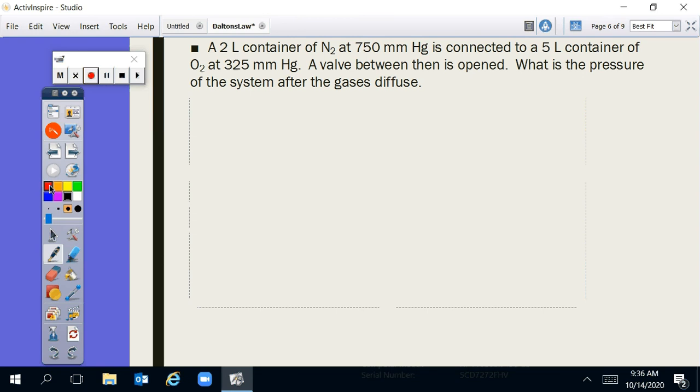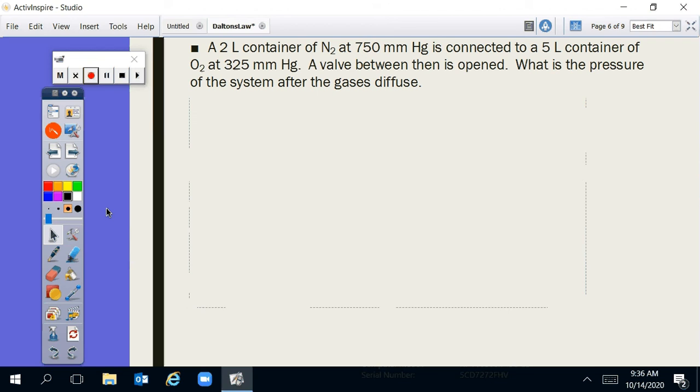Okay, in this problem, we have a 2-liter container of nitrogen gas at 750 millimeters of mercury, and it's connected to a 5-liter container of oxygen at 325 millimeters of mercury. A valve between them is opened. What is the pressure of the system after the gas is diffused?